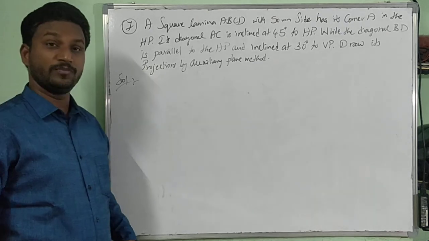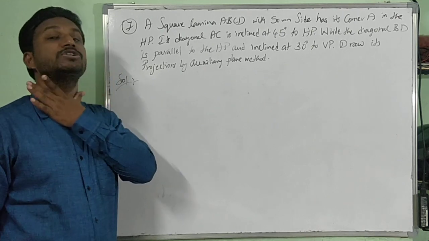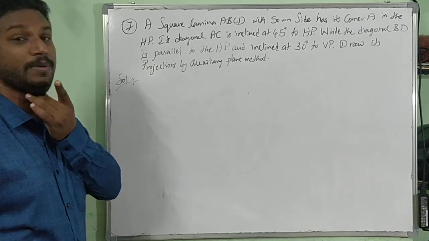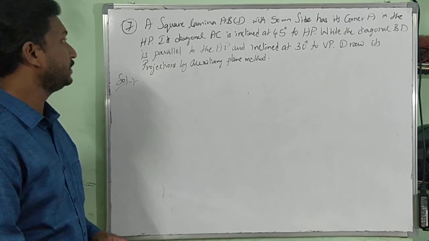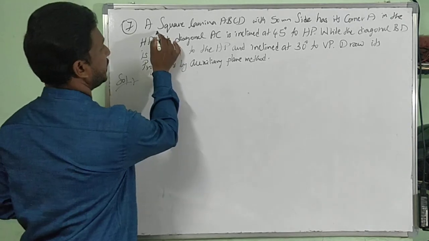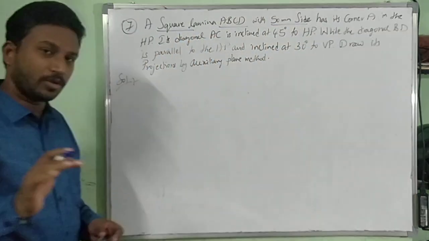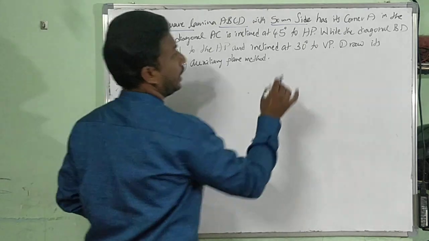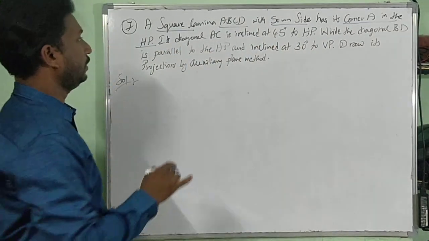This kind of problem we have already solved in unit number 4, projections of planes, where the plane is inclined to both planes. Same problem, but now solving by auxiliary plane method directly. Simple, understand the problem. The given plane surface is square lamina ABCD, dimension 50 mm side. Now coming to the location, it has its corner A in the HP.